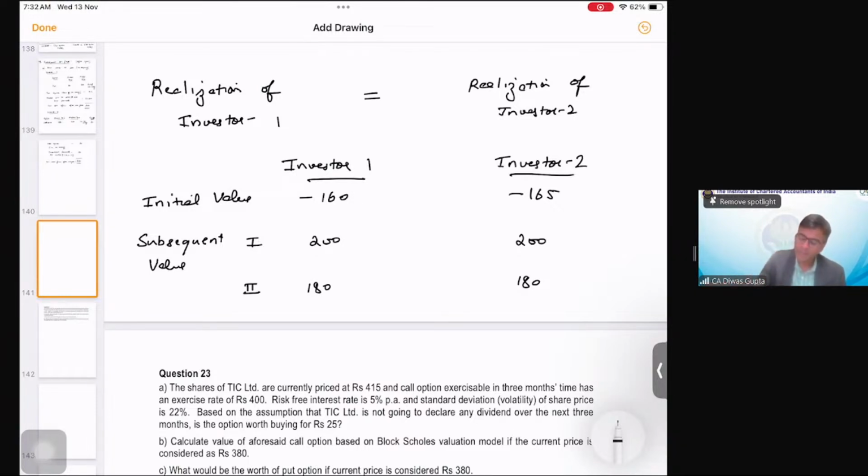So if the subsequent realization is always similar, don't you think the investors will start preferring investor one's position, because for a lower amount you are getting a higher, or let's say an equal, return? Why will you invest 165 rather than increase your demand for the portfolio that investor one is booking? So it will increase the demand of investor one's portfolio.